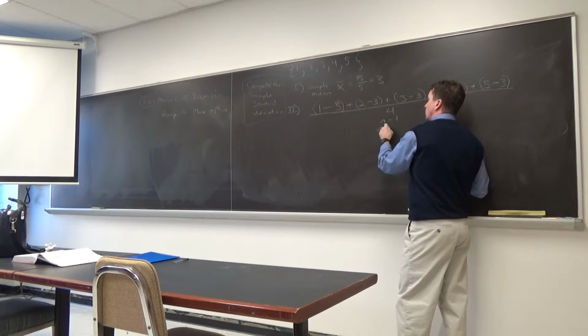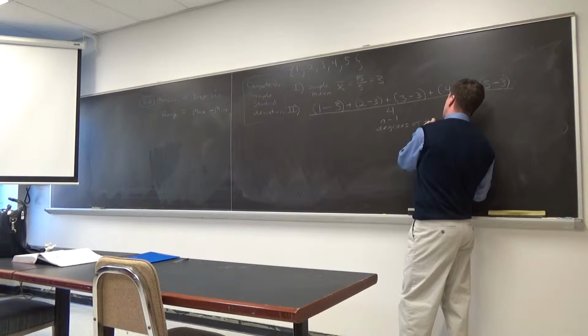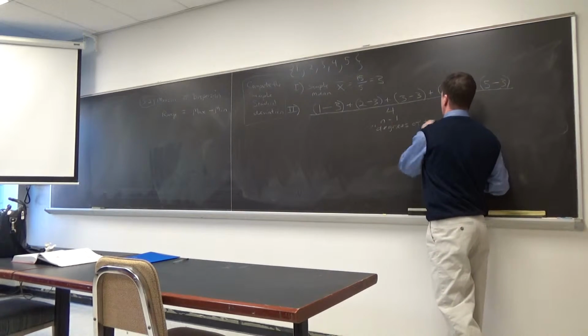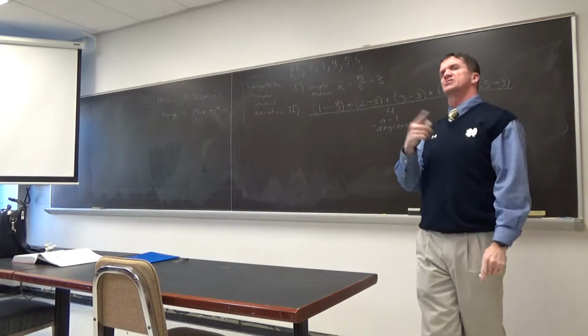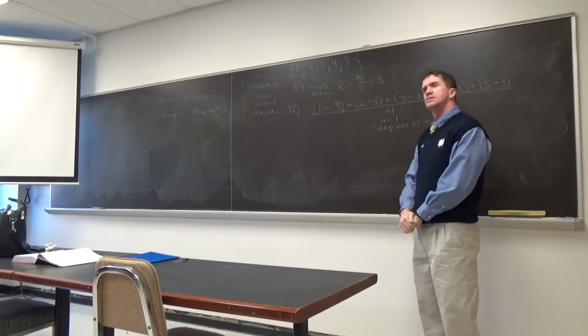There's a name for this 4 though. It's called the degrees of freedom. All right. It's called the degrees of freedom. And I'll fix the numerator too. There's something else we have to fix in the numerator to make this math equation perfect. All right.